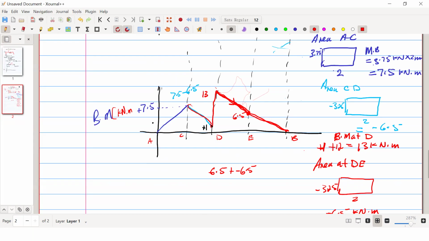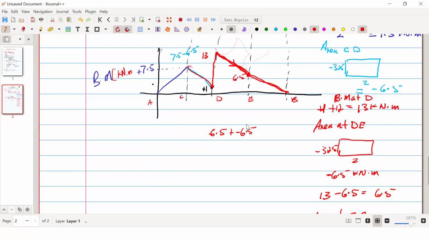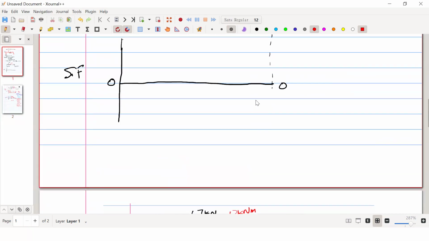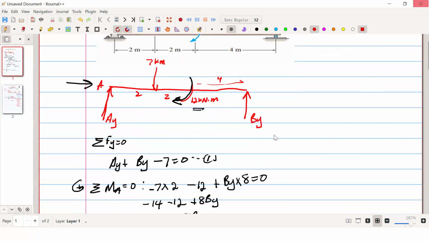Now, how much time do we have left? Do we have any time left? We're going to do another one. So that is simple shear force and bending moment. That is what everybody runs from. Let's do another one. Let's come out of this. We're going to drop this and go back into our slide.